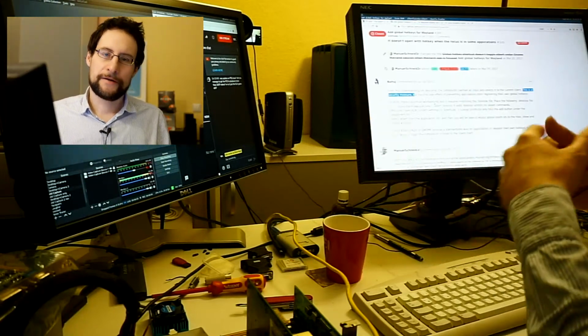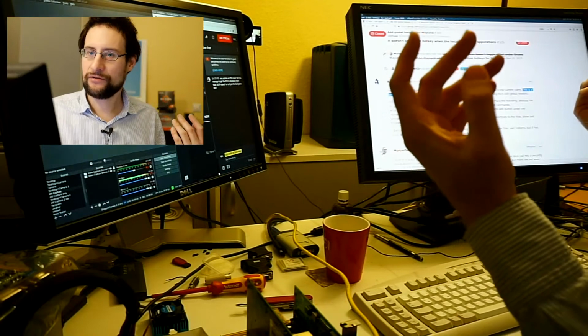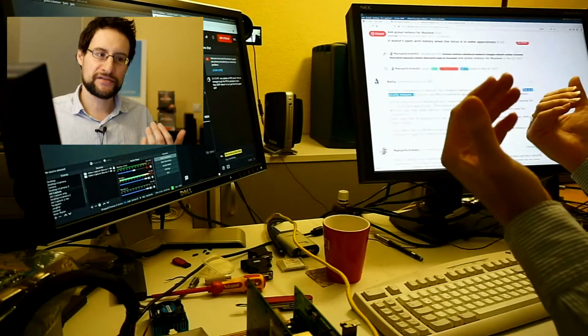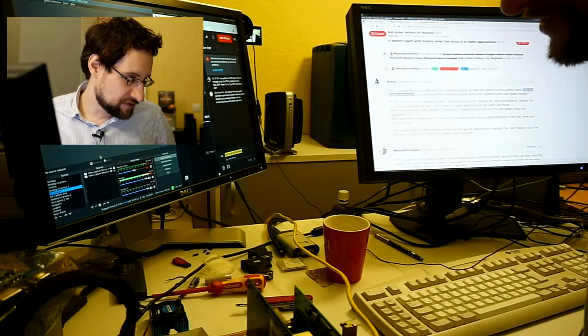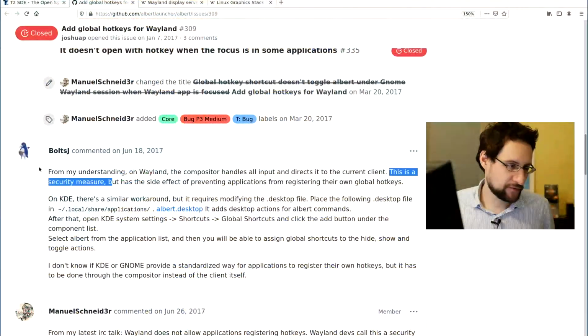So yeah, this is when people always tell me, can you not be a little bit more positive? It's like, yeah, 20 years later, they switched all the graphic subsystem, and all you get is not hotkeys anymore.